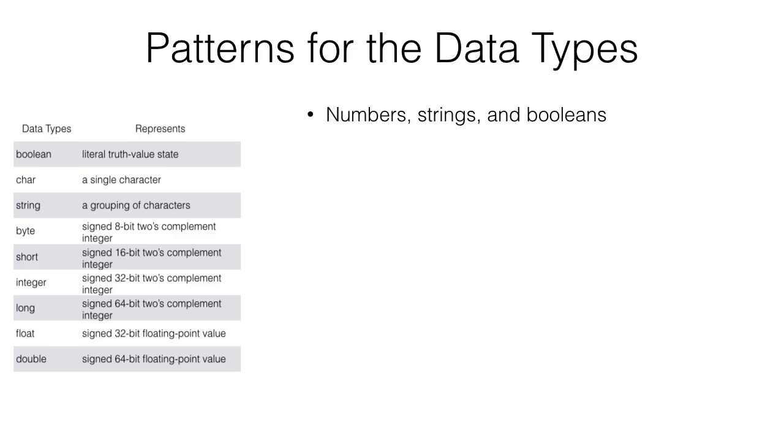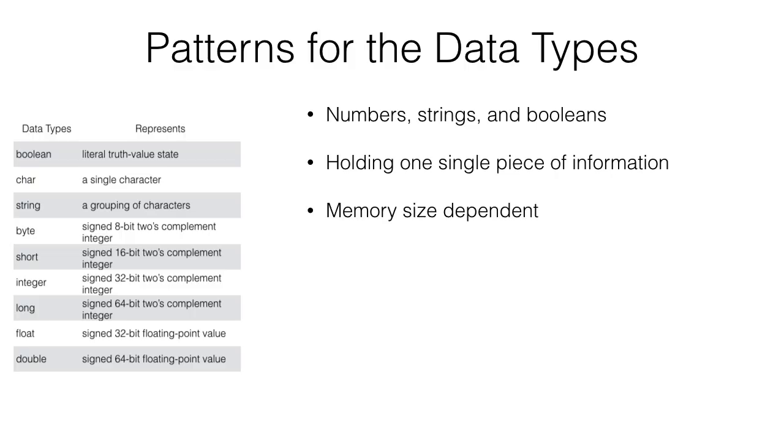All right, so here's our chart again. We see that the data types include numbers, strings, and booleans. Okay. These are your primitives, numbers, strings, and booleans. They're holding a single piece of information. That's it. That's why they're primitive. Does that make sense? So therefore, one integer holds one integer number. That's it. One character holds one character. One string holds one string. One boolean holds a true or false, one piece of value, one piece of data. That's it. The memory size is dependent upon the data type.